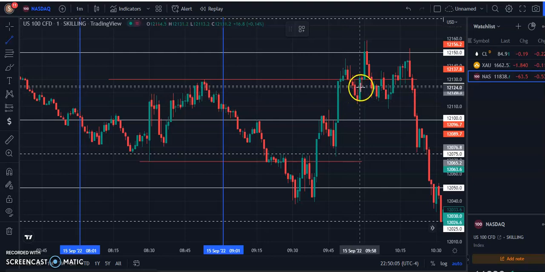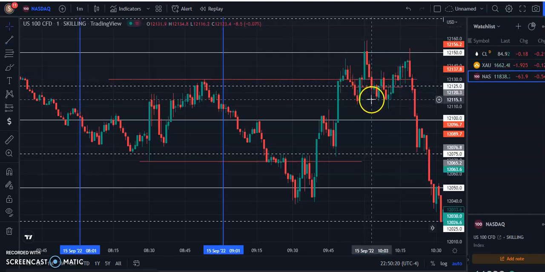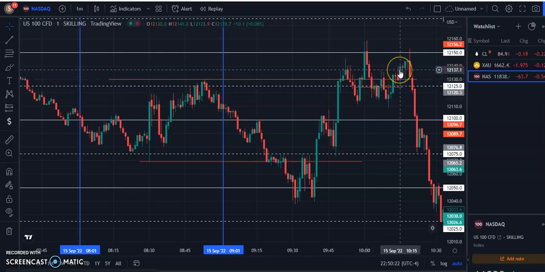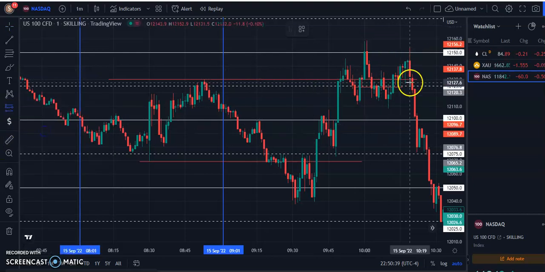But there was no engulfment for me. There was no engulfment. But we broke structure. Just look here. We broke structure there. We broke structure and then retest. But this was the 10.19. That was the engulfment. After breaking structure. 1, 2, 3. I'm in. Now, this is my best setup.